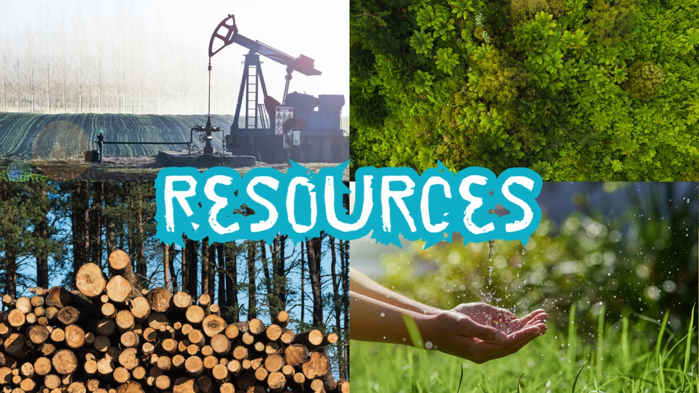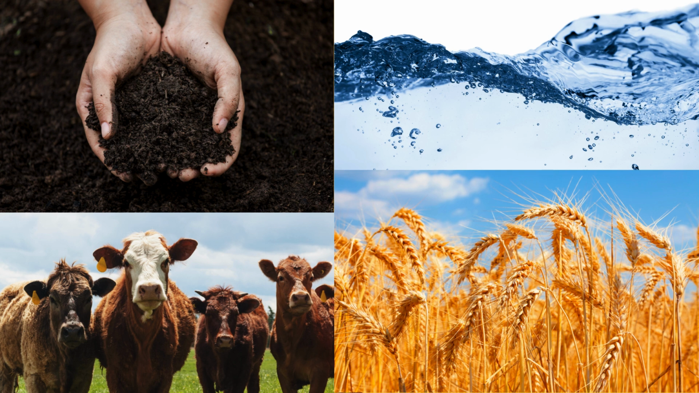How can we distinguish between types of resources? There are man made resources and there are natural resources. A natural resource is something that comes directly from the earth. Water, soil, and trees are some examples.